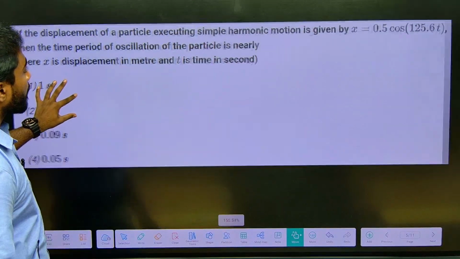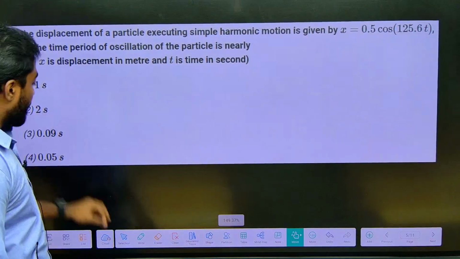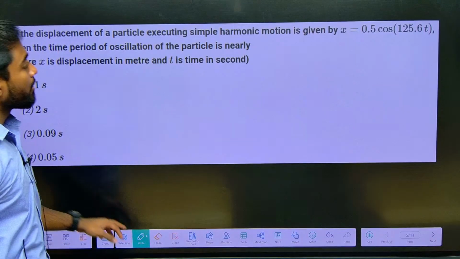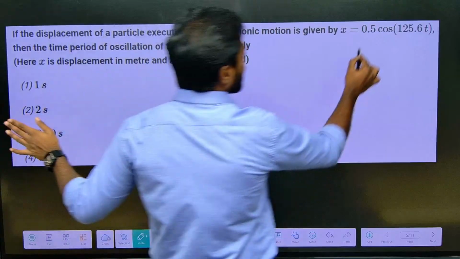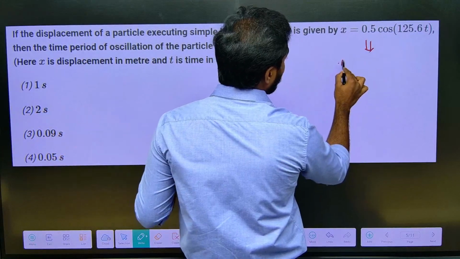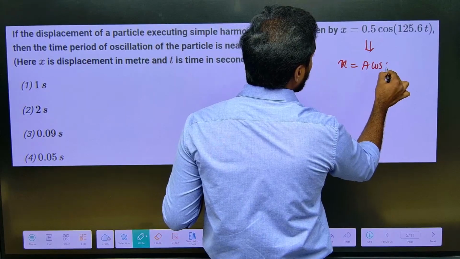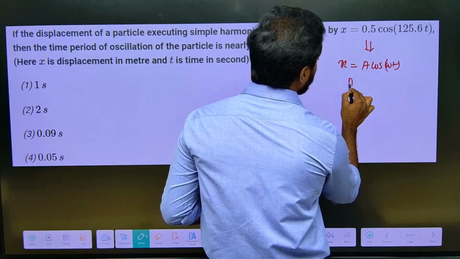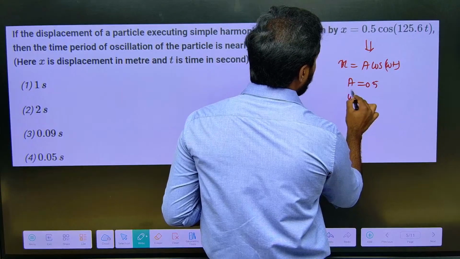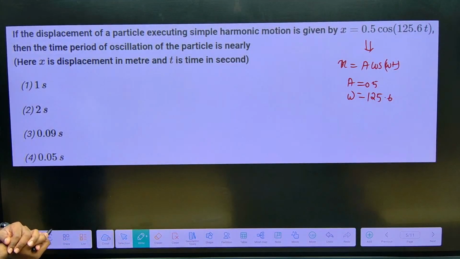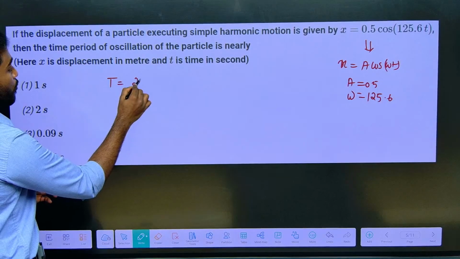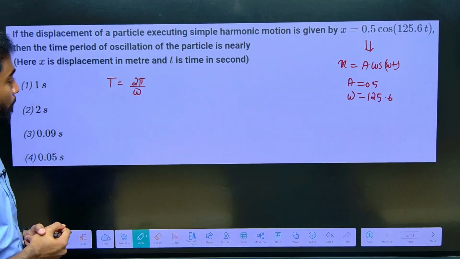If the displacement of a particle executing a simple harmonic motion is given by x is equal to 0.5 cos 125.6 t, then the time period of oscillation of the particle is. So what does this represent? This represents x is equal to a cos omega t, right? So from this I can say a is equal to 0.5, omega is equal to 125.6. What is the time period of oscillation? It is nothing but T is equal to 2 pi by omega, right?